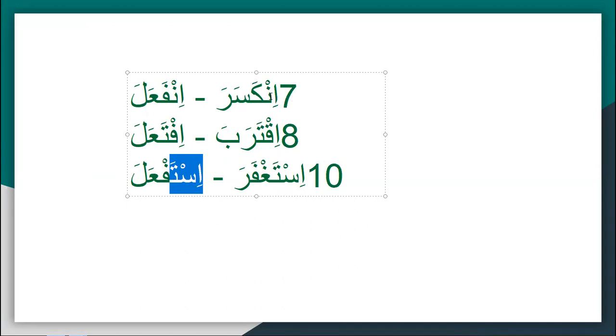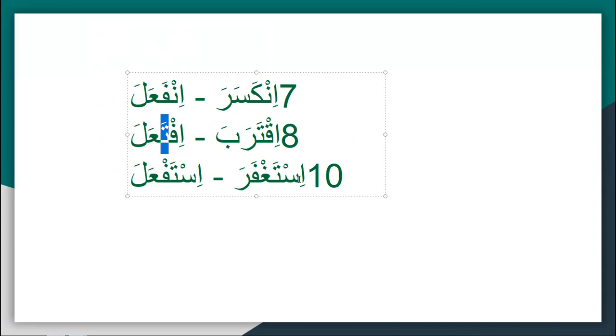These three families are common because they start with alif. All of them start with alif, but in family number 7, in is extra and then the root comes, inkasara. In group 8, alif is extra and ta is extra, and the root is kaf, ra and ba. So fa, ain and lam is the root, alif is extra and ta comes between the fa and ain, between root 1 and root 2.